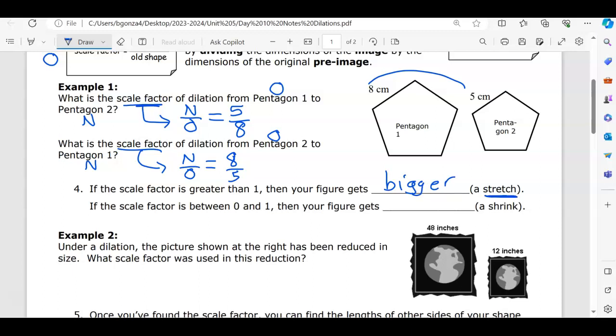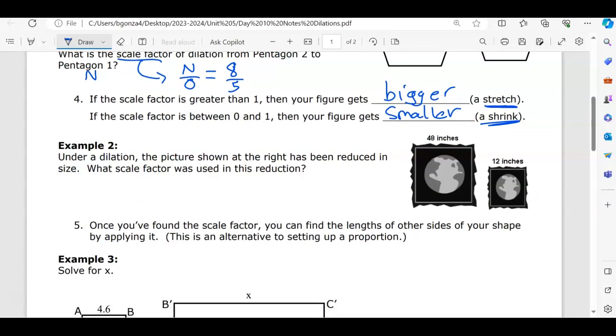And then if the scale factor is between 0 and 1, who can tell me a number? What's a number between 0 and 1? 0.5. Another example could be a fraction, 1/3. Okay, things that end up between 0 and 1 are going to make it smaller. The math word is going to be shrink, though. Okay, very important. So depending on your scale factor, will tell you, does it get larger or smaller, stretch or shrink.